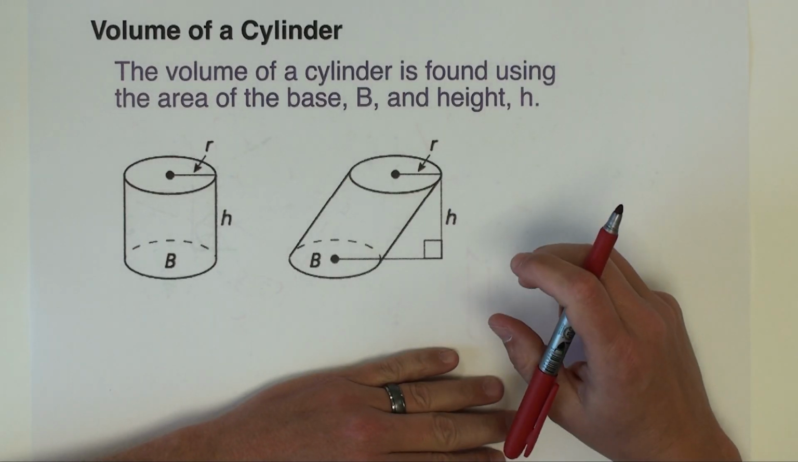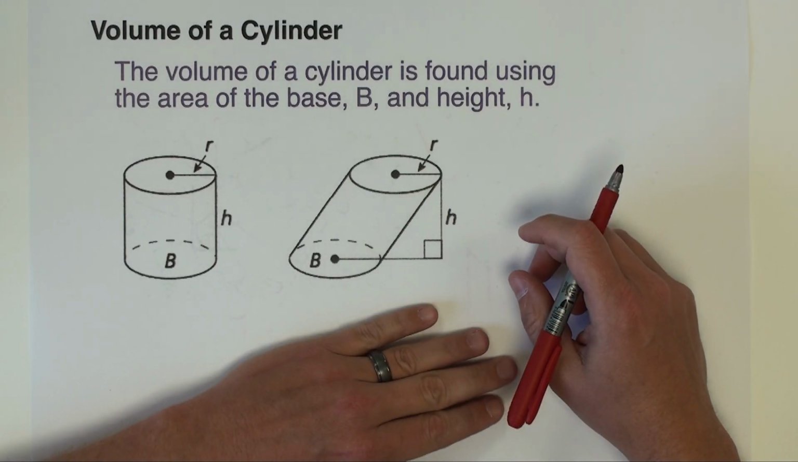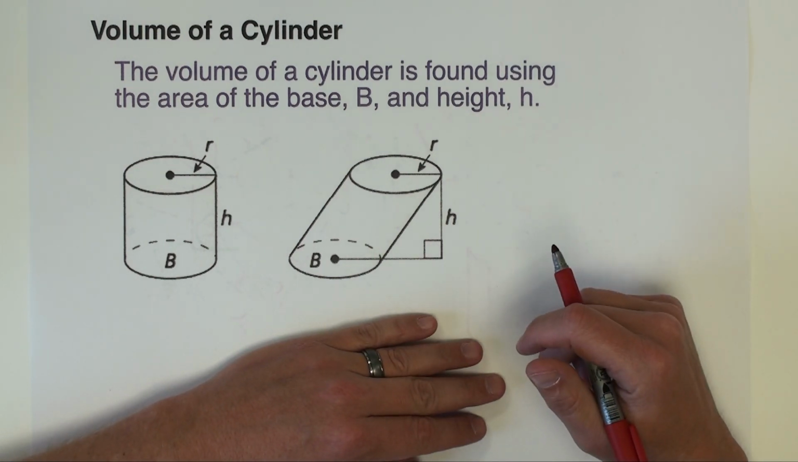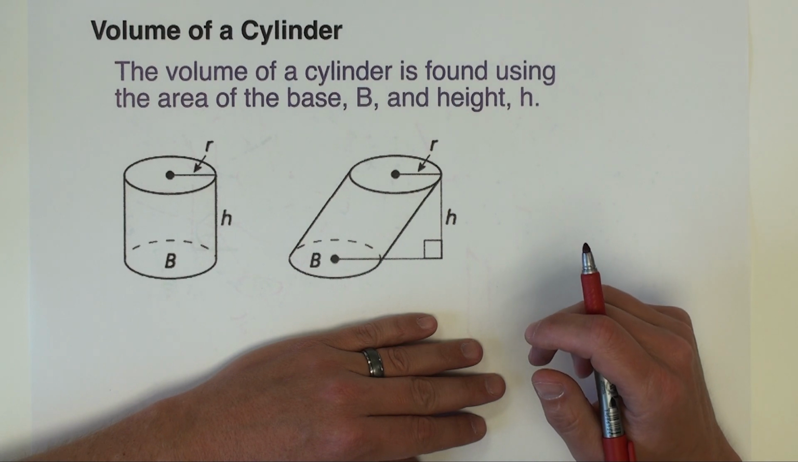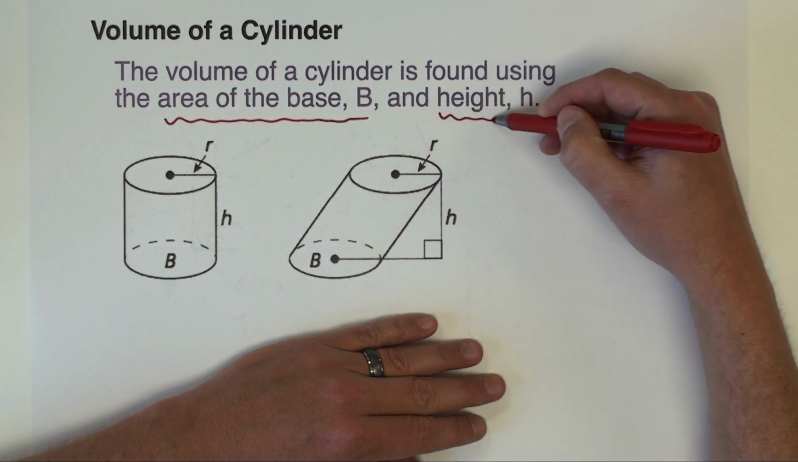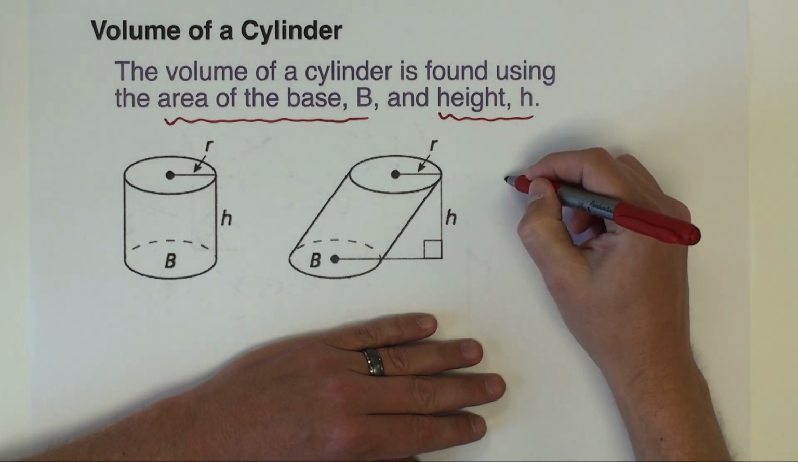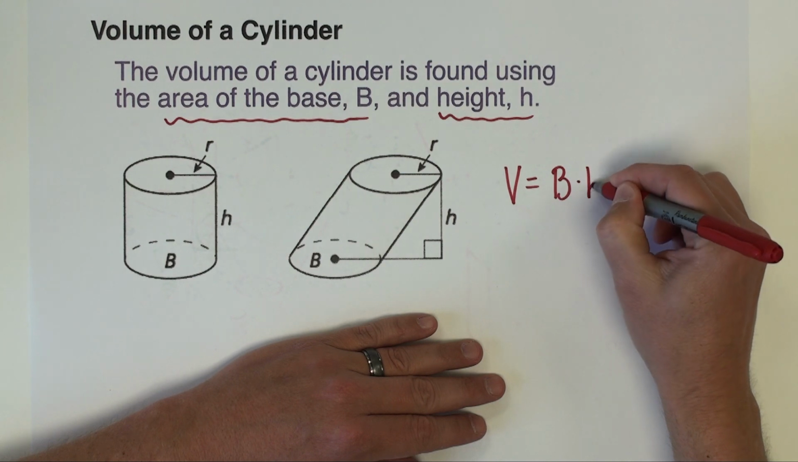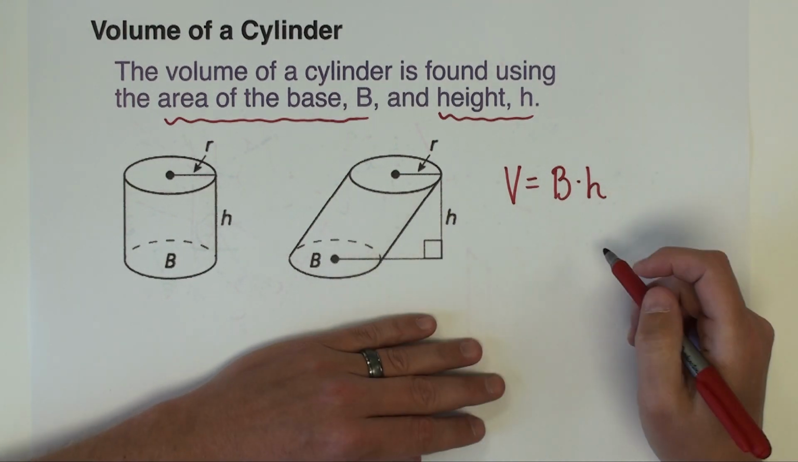Okay, next let's talk about the cylinder and how to find the volume of that. Actually, it's exactly the same as how we find the volume of a prism. Still going to use the area of the base. We're still going to use the height. The volume formula is the base area times the height, just like with the prism.